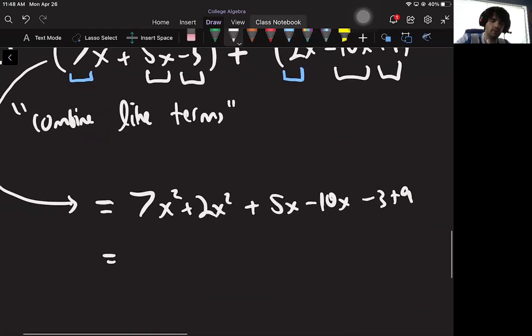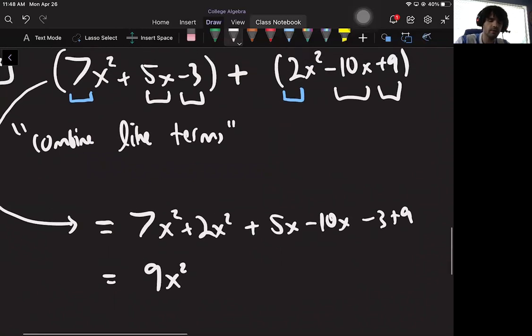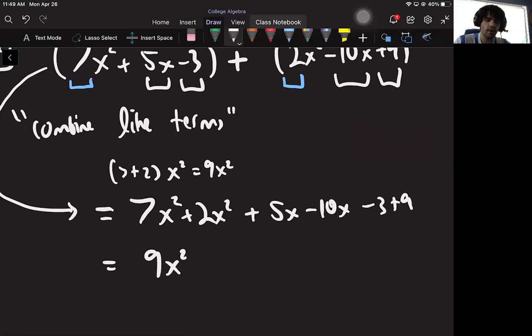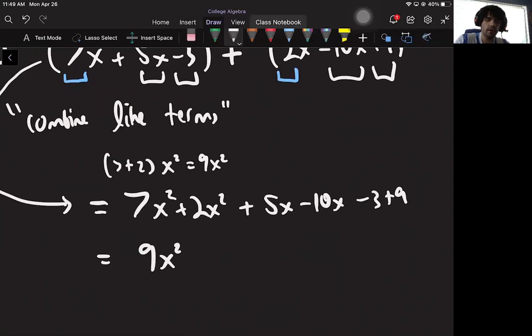So 7 plus 2 is 9. So this gives us 9x squareds. Another way to think about it is you could actually factor out the x squared here from the 7 and the 2. And so then you get 9x squared. Same idea, but you don't have to do it like that. It's a bit weird to do it like that. You could just combine 7 and 2. They have the same power of x, so they combine into 9x squared.